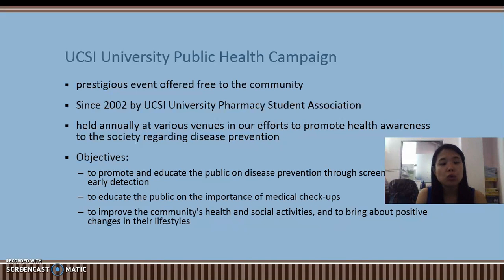The third objective is to improve community health and social activities and to bring about positive changes in their lifestyle. Our students, who have been educated and trained in health information, will be able to tell the public what kind of health and social activities they need to have in order to maintain a healthy lifestyle, and also about their food intake. What kind of food is good for them, what kind of food is actually bad for them, so they get the information correctly, and hopefully they will be able to assess themselves when they get back home.